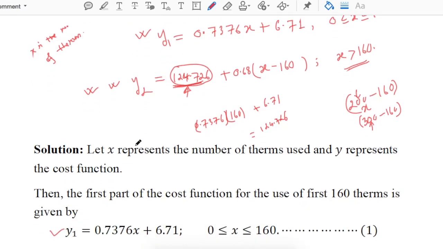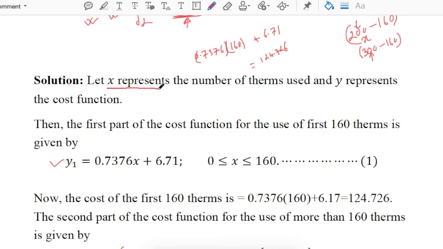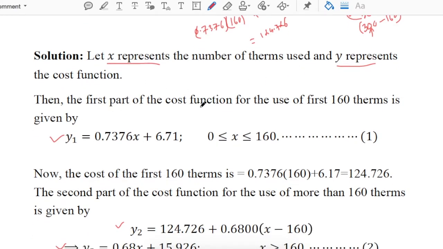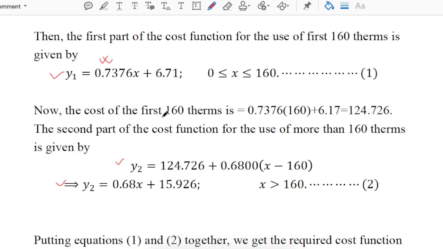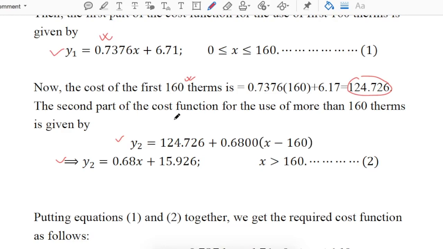So if you look in this solution manual, you will understand more clearly. X represents the number of therms and y represents the cost function. So the first part of the cost function for the use of 160 therms will be this one, and the cost of first 160 therms we have calculated already, 124.726. So the second part of the cost function for use of more than 160 therms is given by this, and this is your second function.